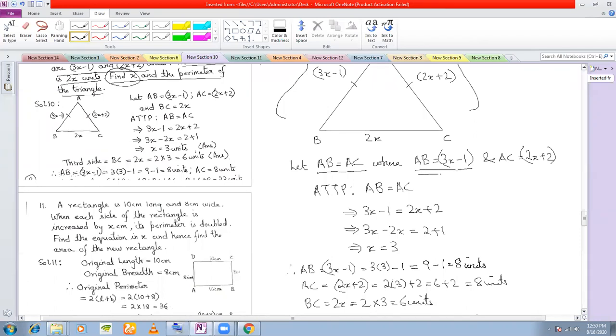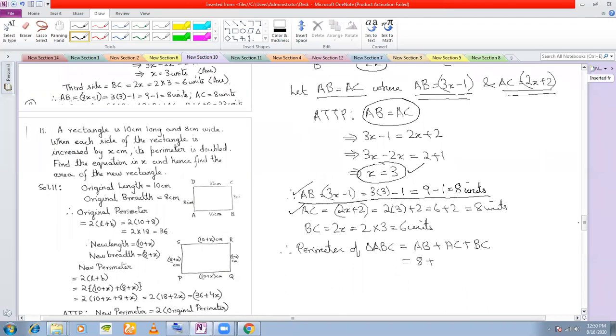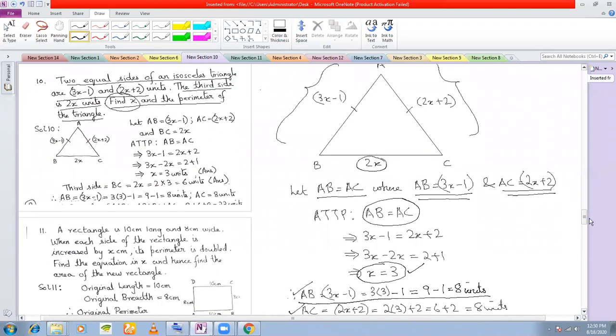See, I have taken AB is equal to 3x minus 1, and AC is equal to 2x plus 2. I have found out the value of x here, because AB is equal to AC, it is an isosceles triangle. With the help of this condition, I have found out the value of x. Now I am putting the value of x in each of AB and AC to find their lengths. So AB I have got 8 units, AC I have got 8 units. And what was BC, the third side? 2x, so I have put the value to get 6 units. So I know each of the sides of the triangle.